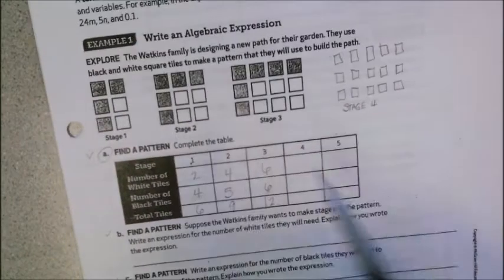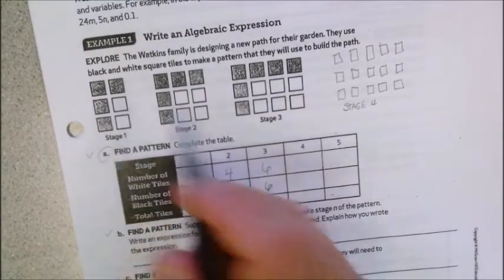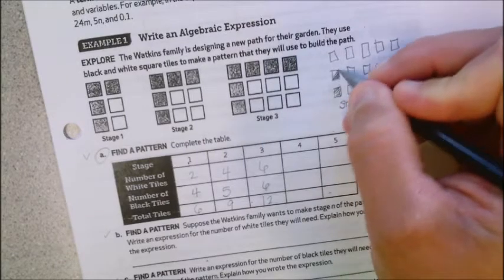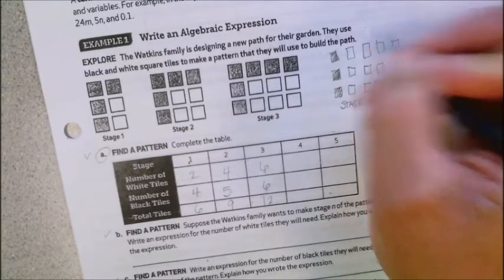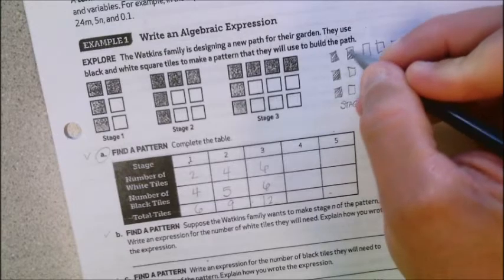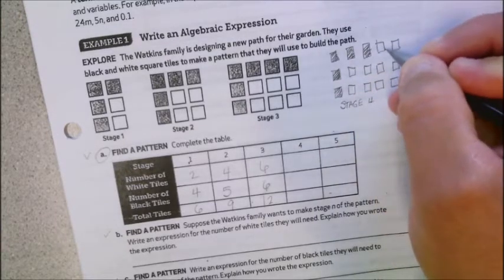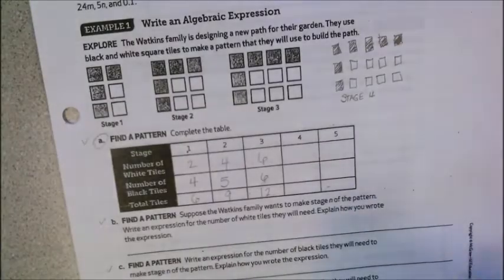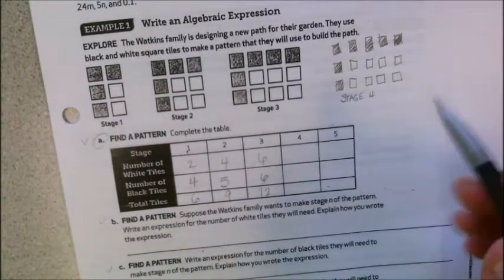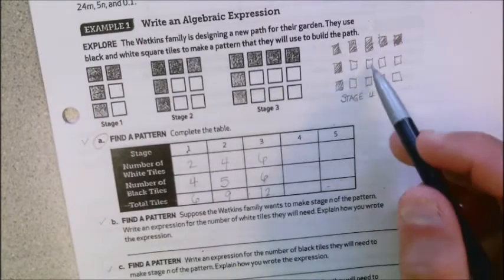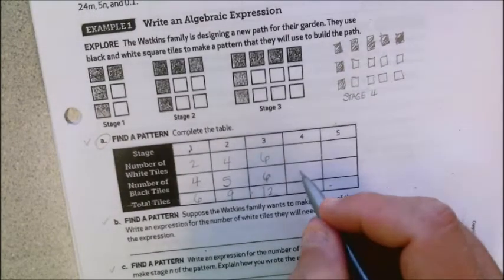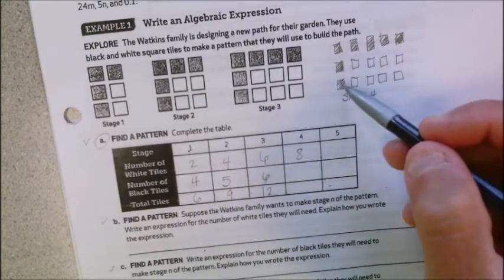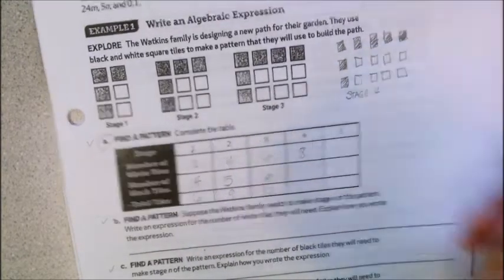Okay, and this outer rim in each stage is all black. So if I go into this, okay, so if we count these, the number of white tiles is going to be 2, 4, 6, 8 white tiles. And the number of black tiles is going to be 2, 4, 6, 7.